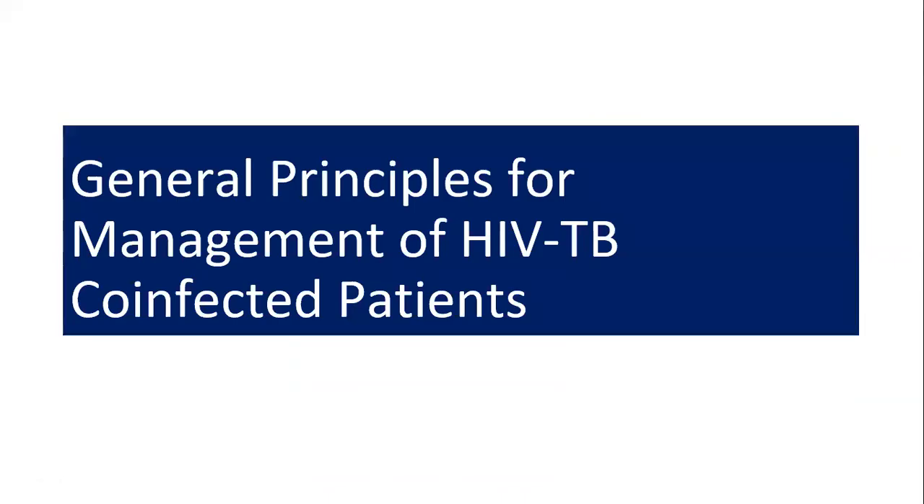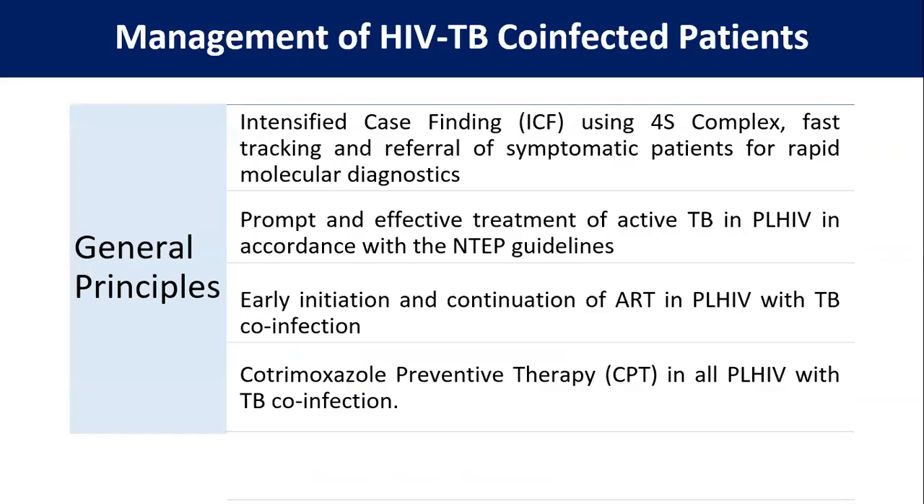Now, what are the principles of management of HIV-TB? Basically, there are 4 principles. First, there is a high prevalence of tuberculosis even in the general population, and we know that the presence of HIV increases the likelihood of acquiring tuberculosis. So we proactively go for searching for the 4S symptom complex in the PL-HIV. This is known as intensified case finding.